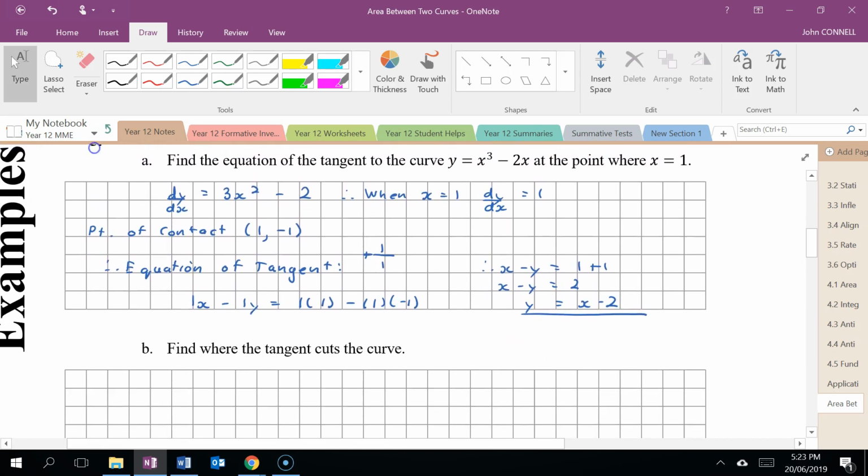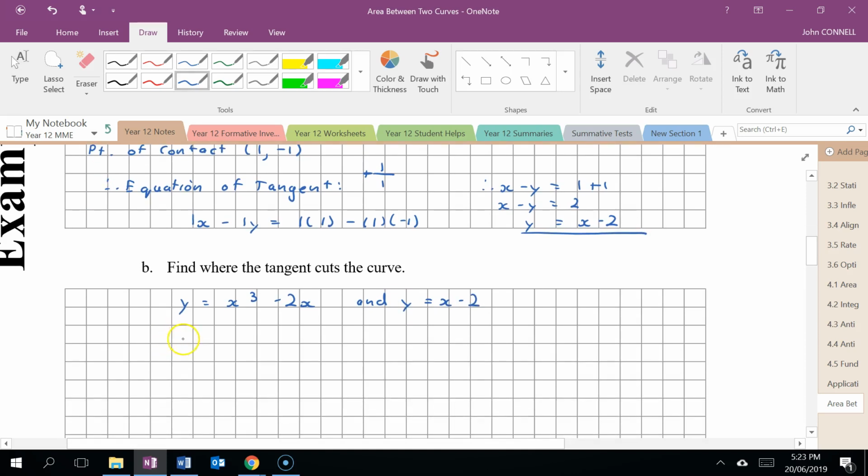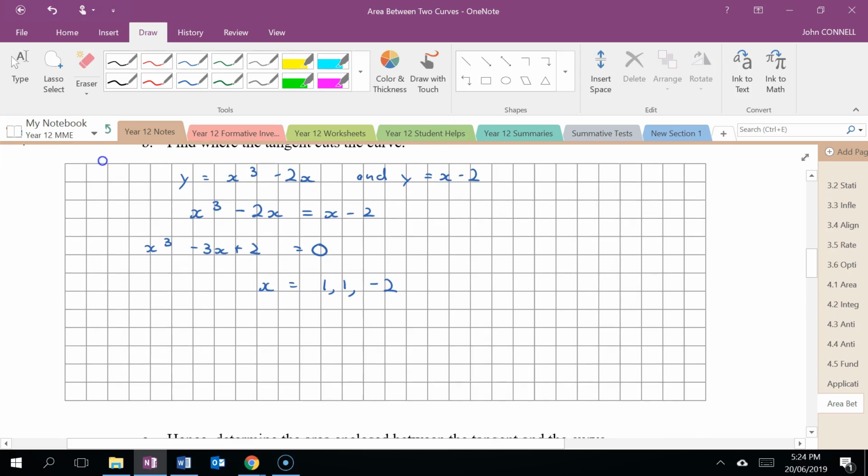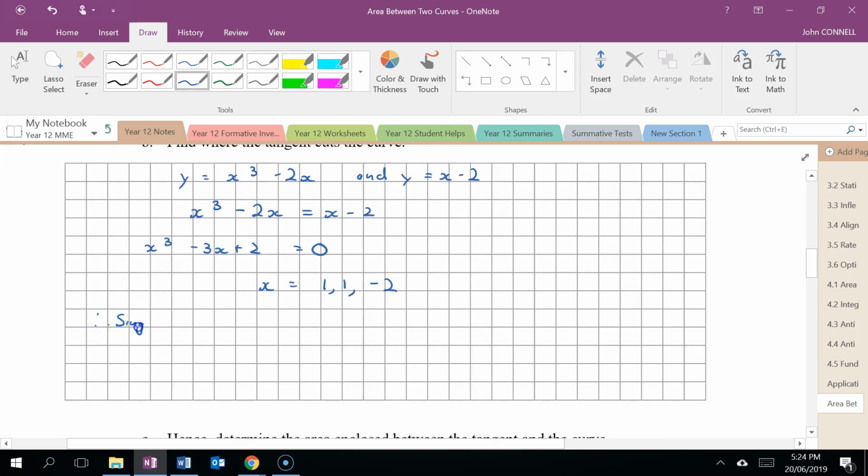So that's the equation of the tangent. So we've got to find where it cuts the curve. Well, y equals x cubed take 2x, and y equals x take 2. So we want to find where these y coordinates are the same, because then that means that it will cut the curve at that point. So x cubed take 2x equals x take 2, so we get x cubed take 3x plus 2 equals 0. And then if we solve this, we get x is equal to 1, 1, and minus 2. So the single root is where it cuts the curve.